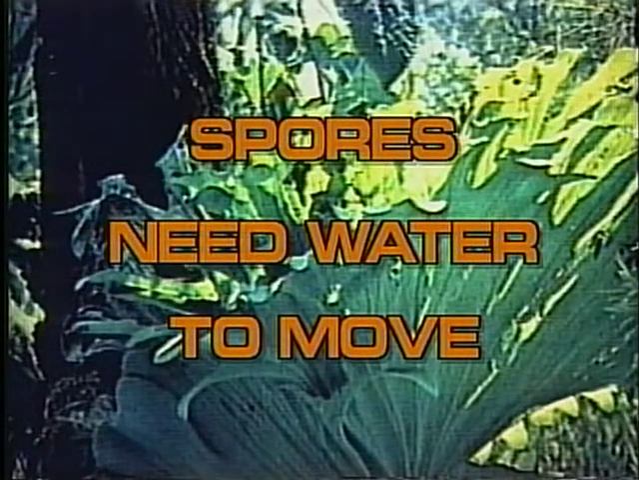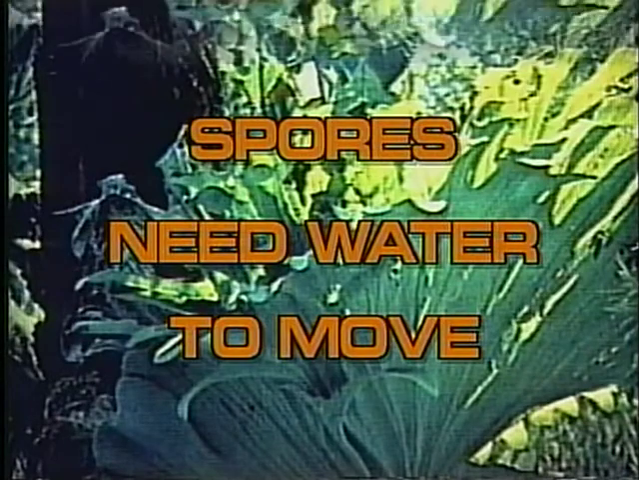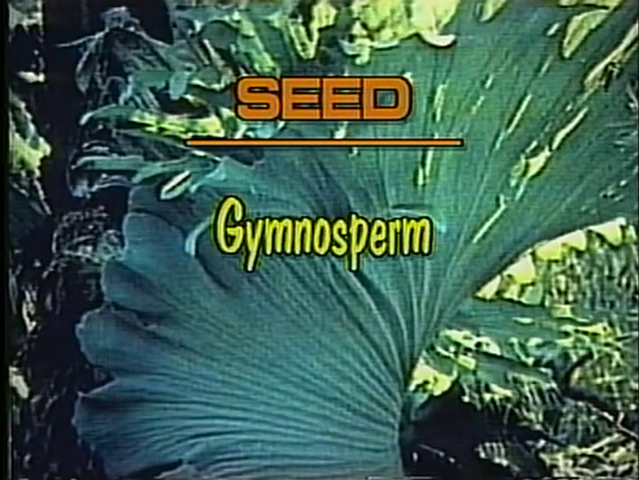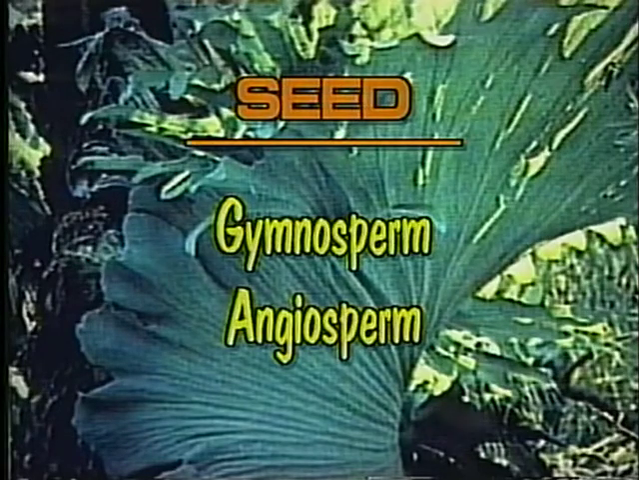When plants developed efficient internal transport systems and support tissue, they became able to successfully reproduce through spores, which need water to move. The first of these were the seedless vascular plants. The seed plants have been broken down into gymnosperms and angiosperms.